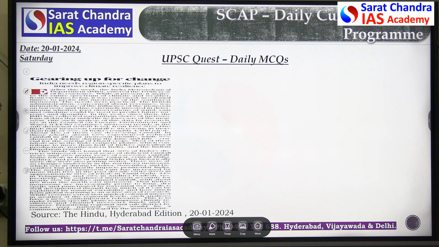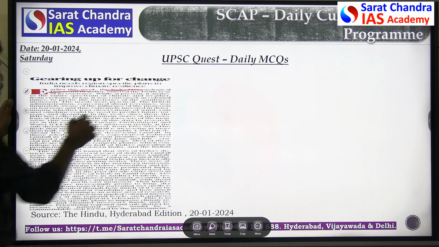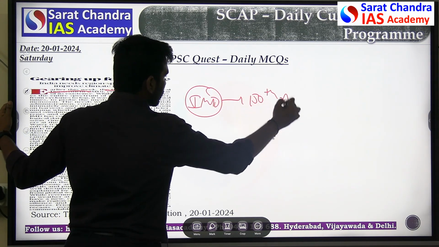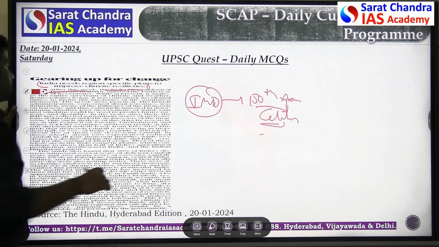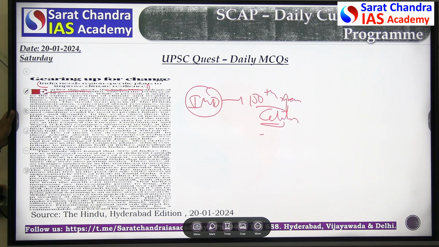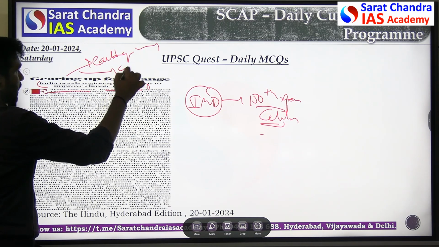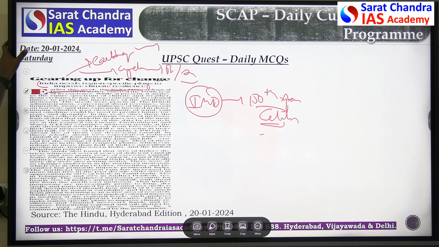This is the context. Gearing up for change, India needs region-specific plans to improve climate resilience, according to the Indian Meteorological Department. Recently IMD celebrated its 150th year celebrations. During these celebrations, this is the stance: India needs region-specific plans to improve climate resilience. At the same time, we need to recollect recent earthquakes in Japan and cyclones in the Bay of Bengal and Arabian Sea, etc. You need to go through all these things.